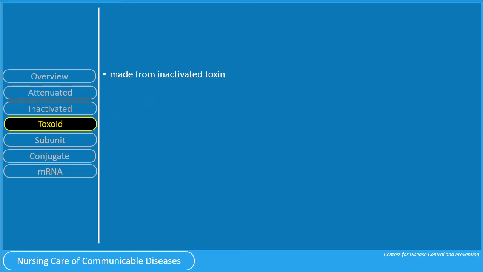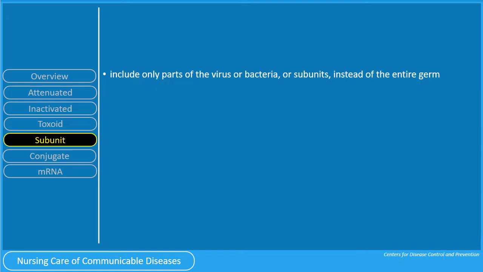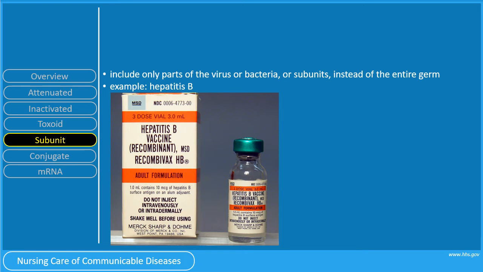Toxoids are made from inactivated toxin. Examples include diphtheria and tetanus. Here is an easy way of remembering the two vaccines classified as toxoid. A subunit vaccine includes only parts of the virus or bacteria, or subunits, instead of the entire germ. An example is the hepatitis B vaccine. This vaccine is composed of highly purified hepatitis B surface antigen or HBsAg adsorbed to an aluminum adjuvant.